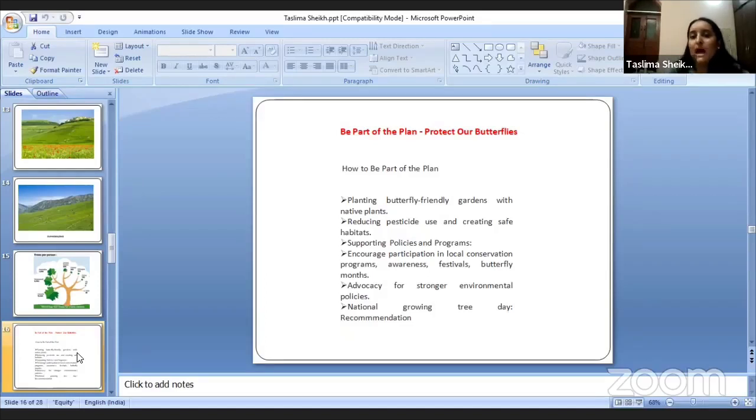So I can say Kenya is the country which has declared one day as a national plant growing day. I think it is some day in November. They have declared that day as a national plant growing day. So I must recommend that we Indians too need this kind of day where everybody can plant a tree on that day.